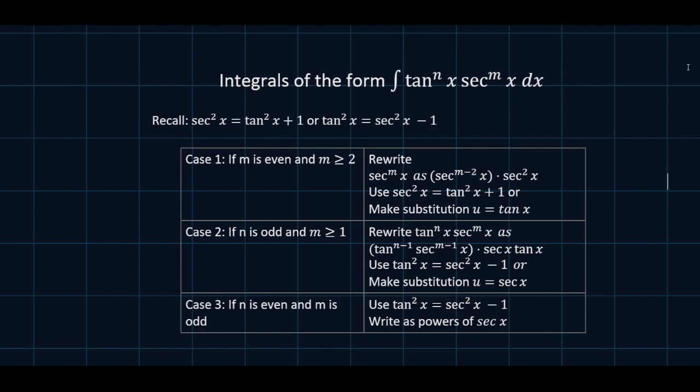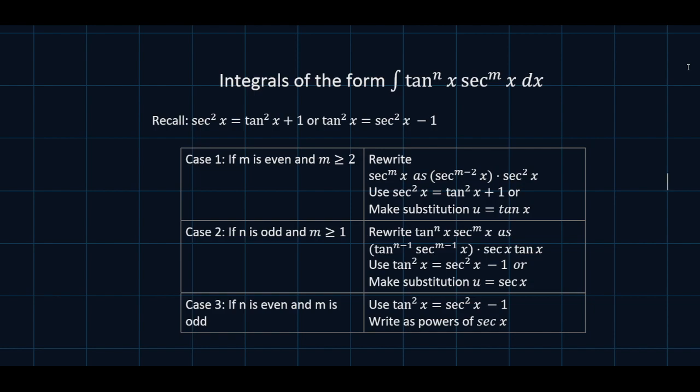So case 1, if the power of secant is even and it is at least 2, we either rewrite it as a product of secant squared x and secant raised to m minus 2 x, or make the substitution u equals tangent x.